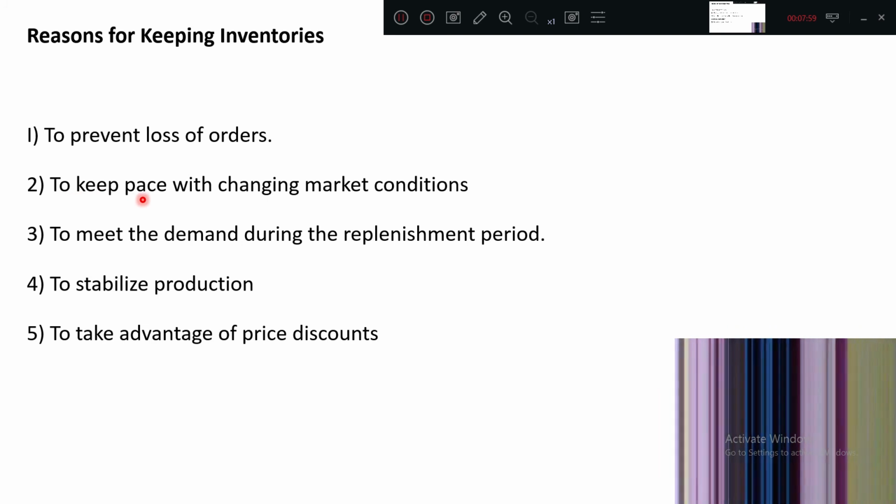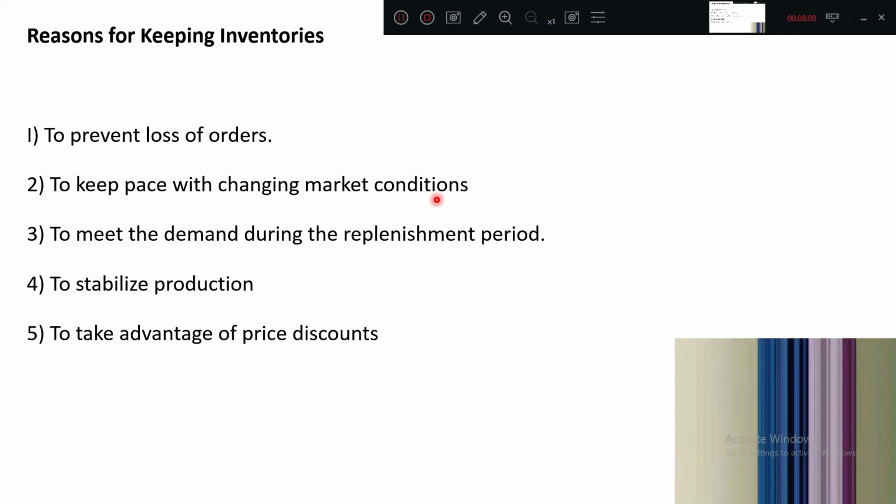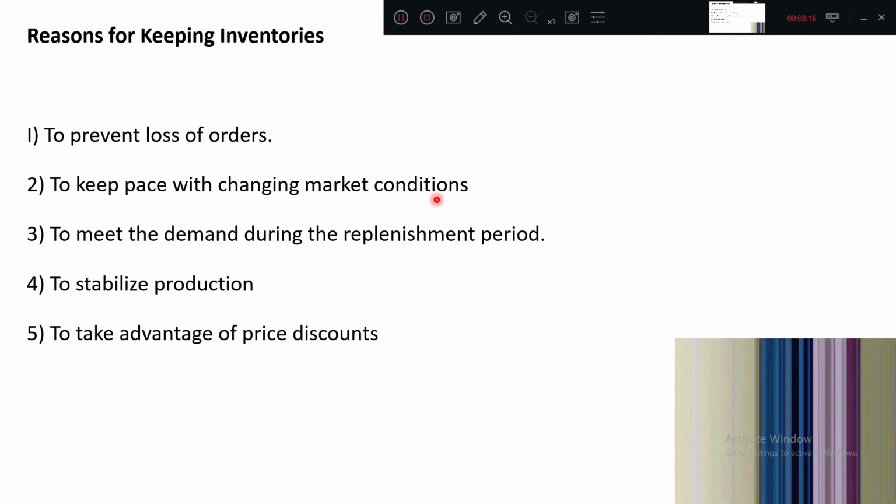To keep pace with changing market conditions. How can you predict? Okay, for next month a new government will come, rates may jump up, rates may fall. Like that you can plan something. Now the cheap materials may get an increase in rate, so for them you can get some more stock. So with changing market conditions you can predict something, so the cheaper material will get stocked.